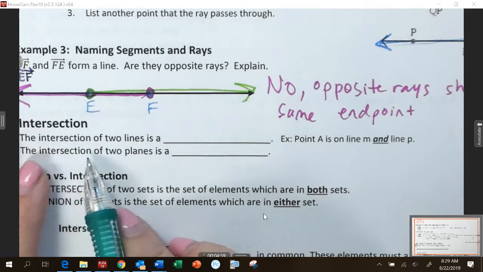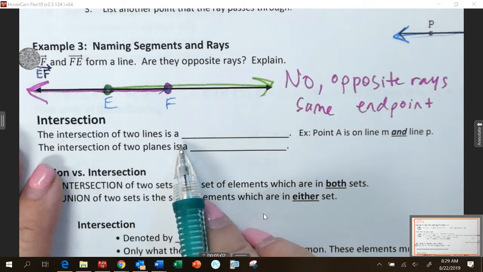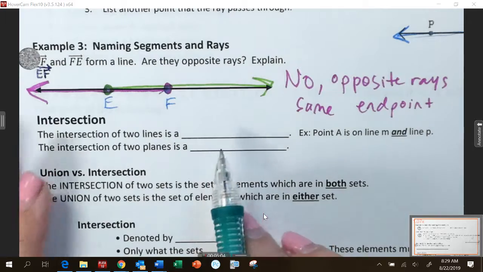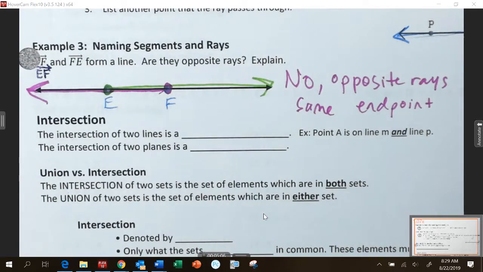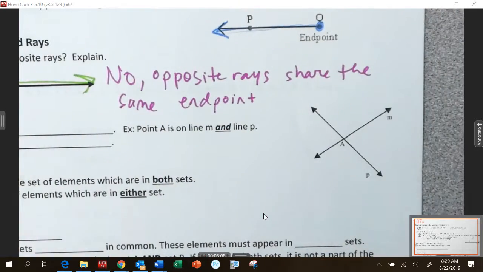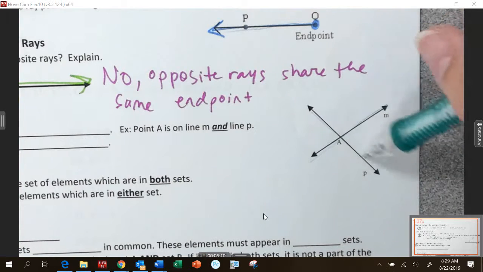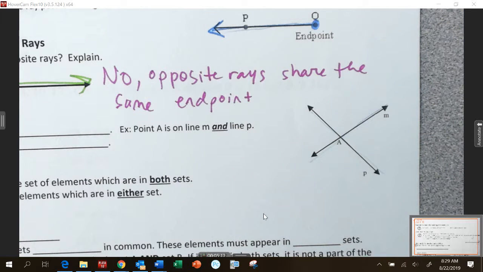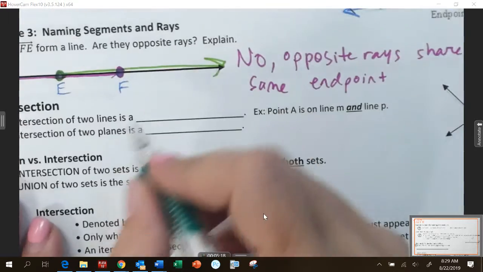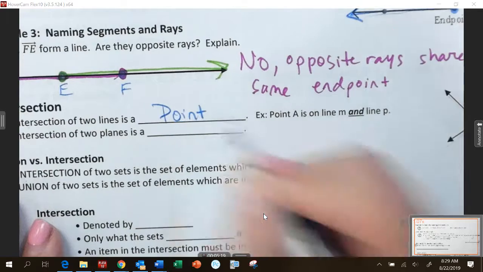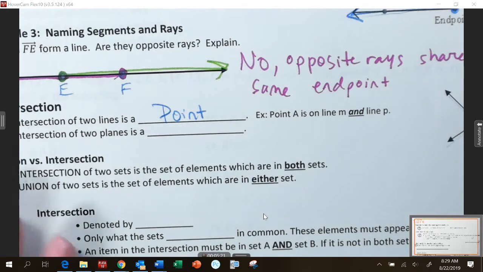Fill in the blank. The intersection of two lines is a, oh gosh, I forget. Let's draw two lines. Here's two lines. Where do they overlap? At what kind of geometric figure? Cameron? A point. When we cross two lines, they make a point.